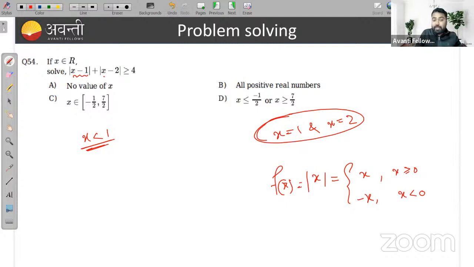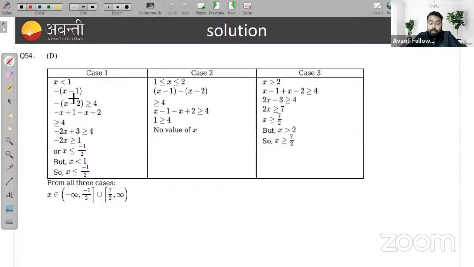Similarly, here also, x minus 2, if x is less than 1, it also opens with a negative sign. So the modulus will open with a negative sign. So negative of x minus 1 minus x minus 2 is greater than or equal to 4. By simplifying, it's a very simple inequality, we are getting x is less than or equal to 1 minus 1 by 2.